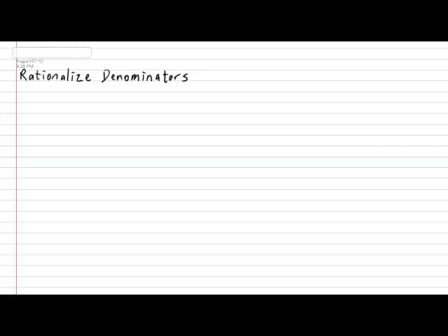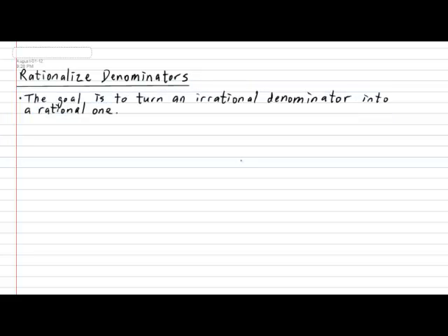Hi everyone. Today we're going to be looking at how to rationalize a denominator in a fraction. So in your notebook, please put down today's subtitle, Rationalize Denominators. The main goal of rationalizing the denominator is the following. It's to turn a denominator that's irrational into a denominator that is rational.